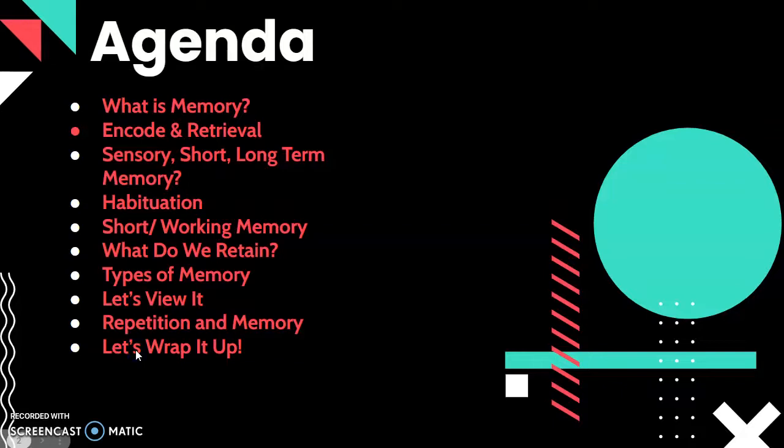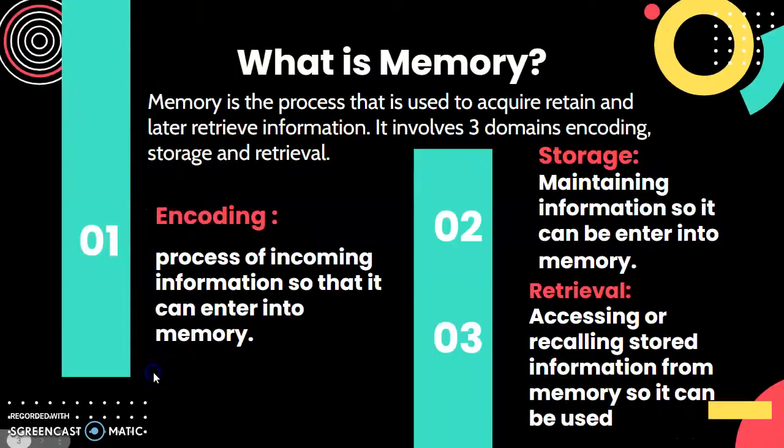Here is your agenda. What is memory, encoding and retrieval, sensory, short-term, and long-term memory, habituation, short-term or working memory, what do we retain, types of memory, let's view it, repetition in memory, and let's wrap it up.